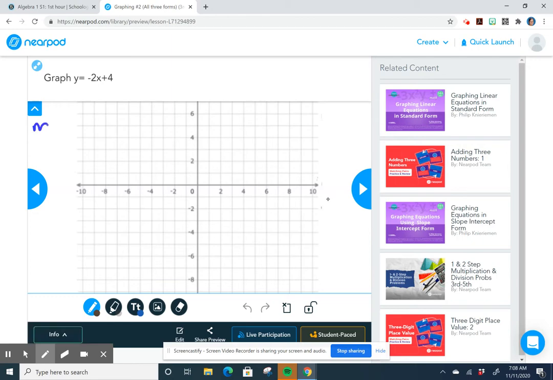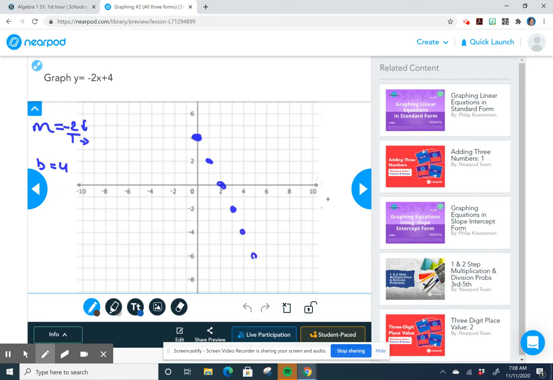So you want to pull out the m, which is -2, and you can put that over 1. So that means go down 2, right 1, and then your b is 4. So you're going to plot it on the y-axis where we begin. And then you're going to go down 2 levels, right 1, down 2 levels, right 1.